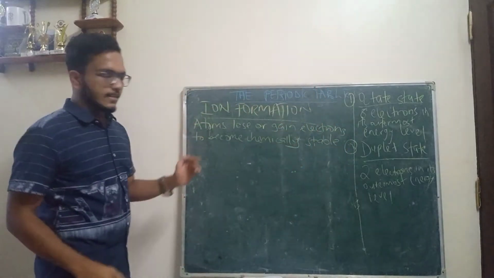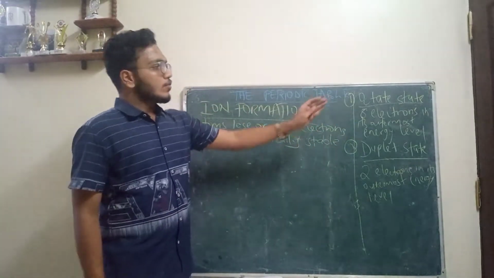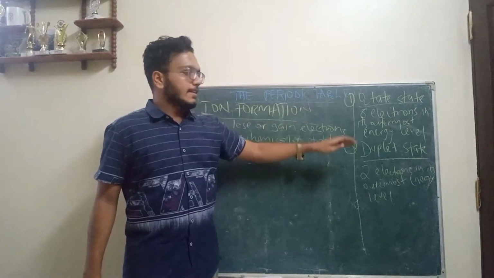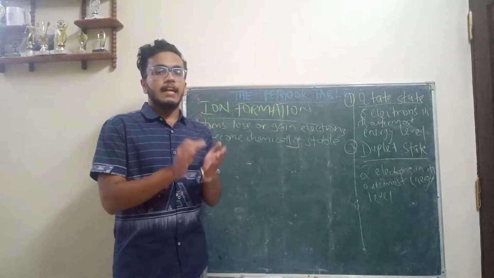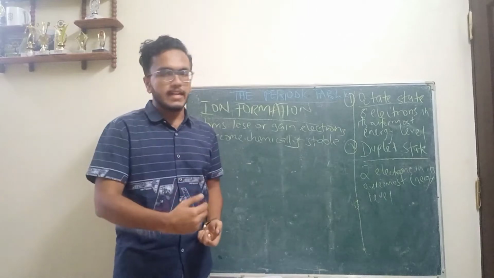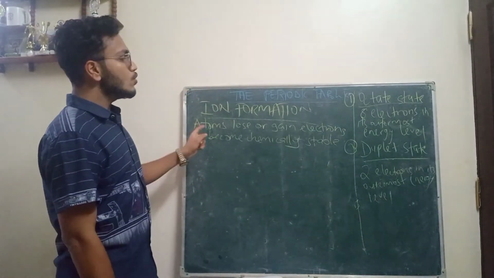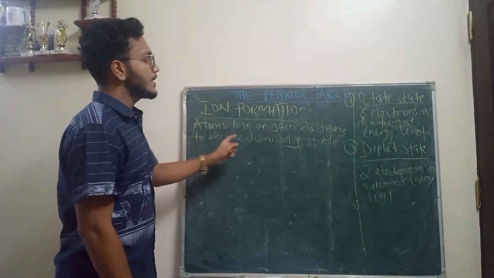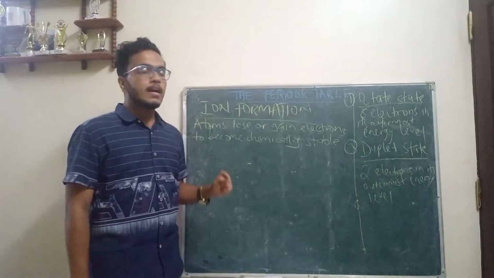What do I mean by this? These two types of stable states, octet state and duplet state, that is when an atom is stable, whereas it loses or gains electrons. Now atoms lose or gain electrons to become chemically stable. That is how they form ions.